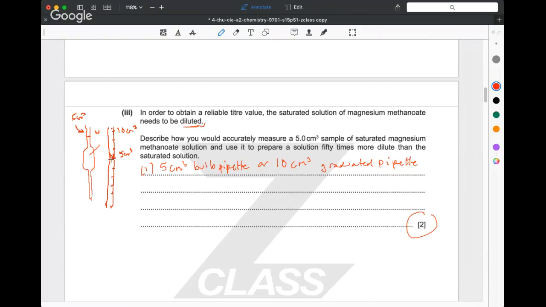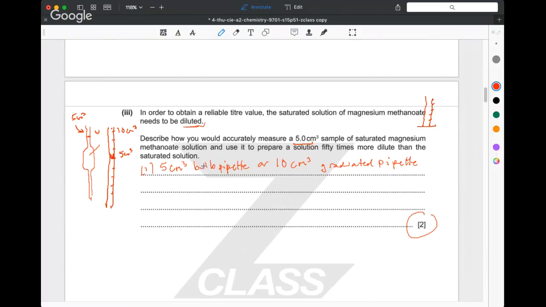So it doesn't really matter which one of those you use, either the bulb pipette or the graduated pipette, but you've got to use something that's giving you a very, very accurate value for 5 centimeters cubed. If you said, oh, I used a measuring cylinder, one of these things that you see in the lab with a base at the bottom, those measuring cylinders aren't sufficiently accurate. You've got to have one of these much more accurate ways of measuring a volume.